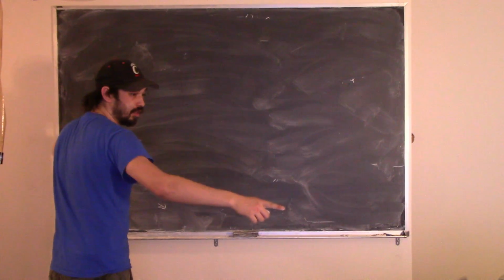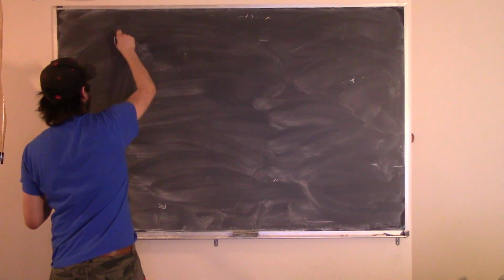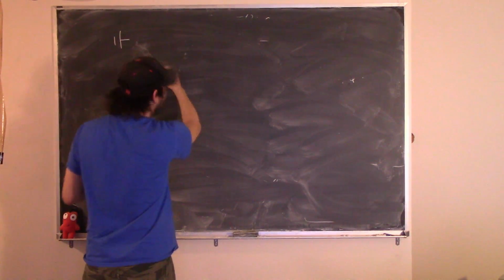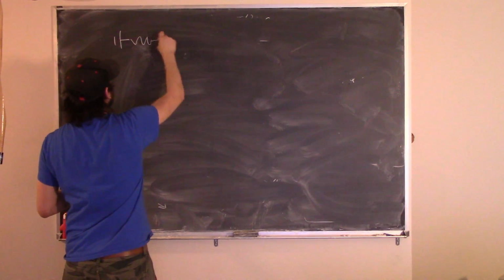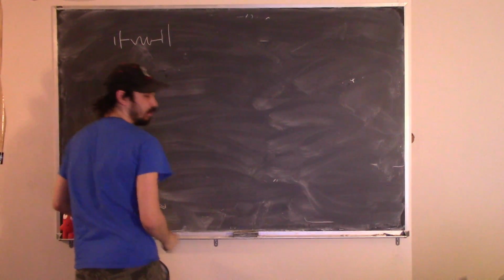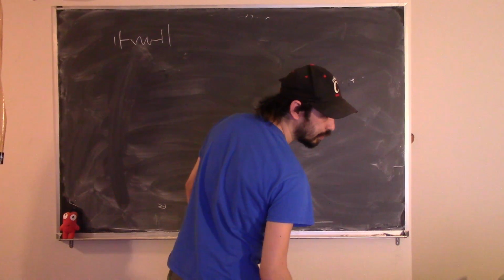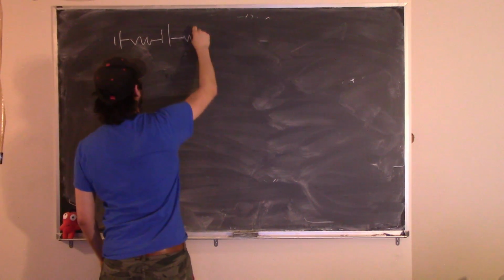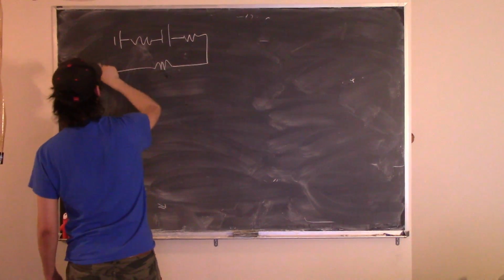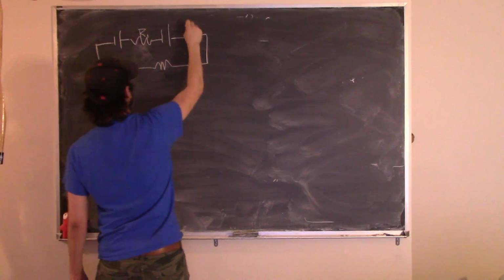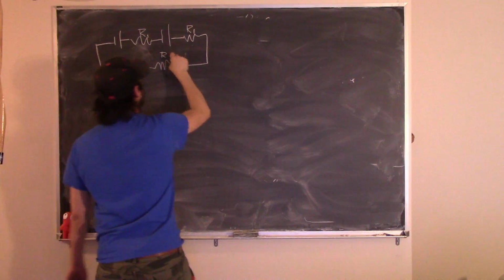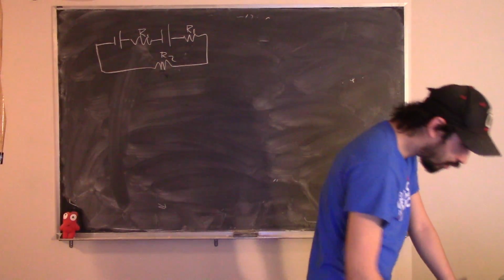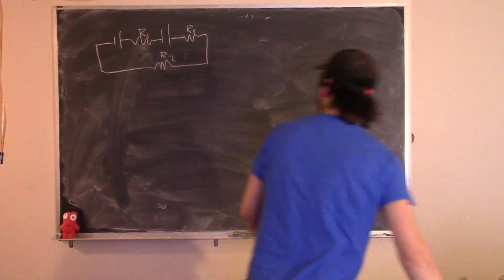So the first circuit that we have here is going to look like this. R1, R1, and R2. R1, R1, R2, and these are both V.